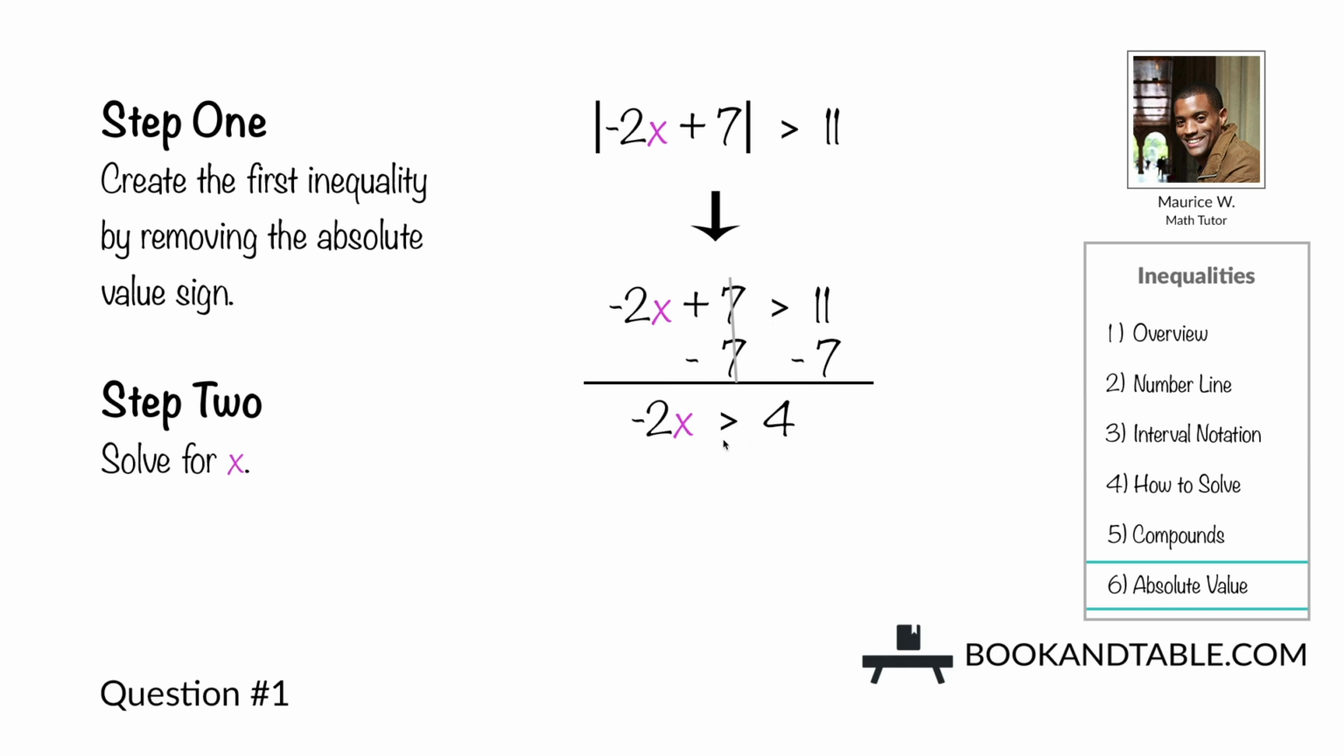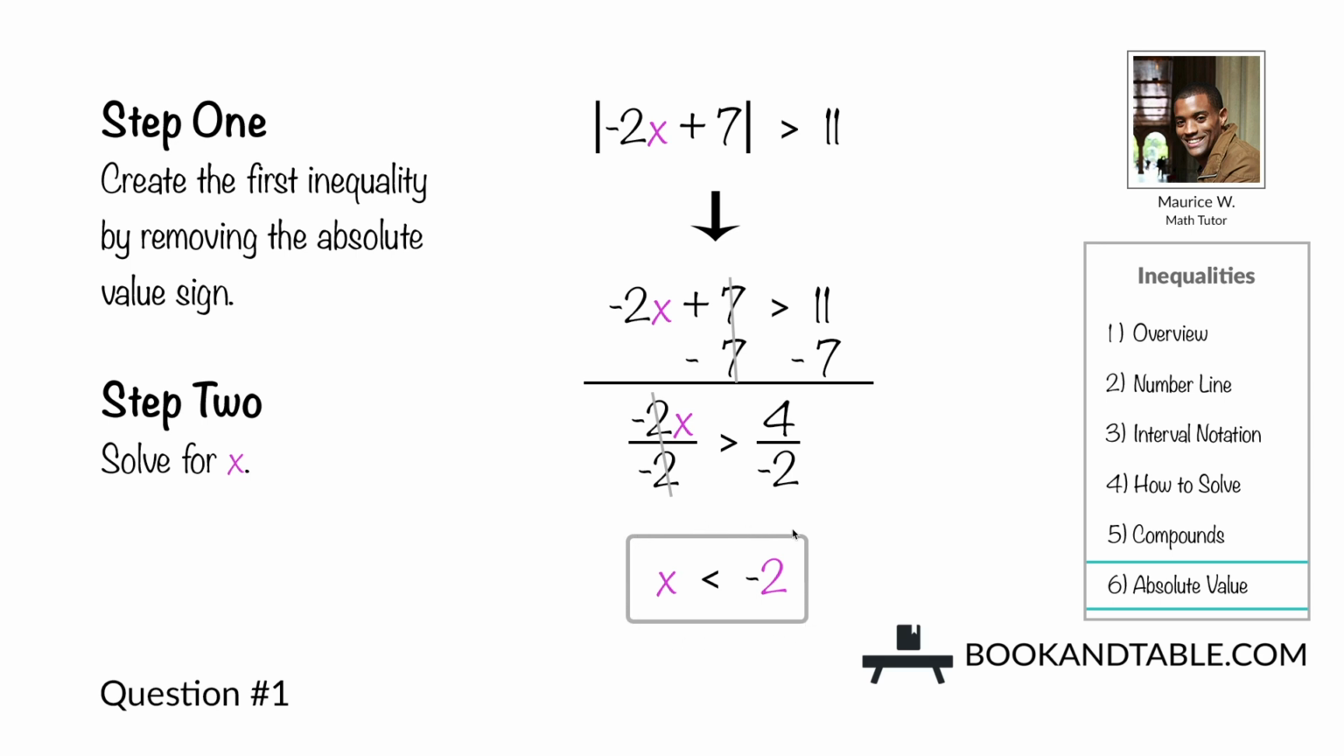4. And now to remove this coefficient of -2, we want to divide both sides by -2, giving us x. We're dividing by a negative number, so we want to reverse greater than to less than. And 4 divided by -2 is -2. So that gives us x is less than -2 as our first interval.